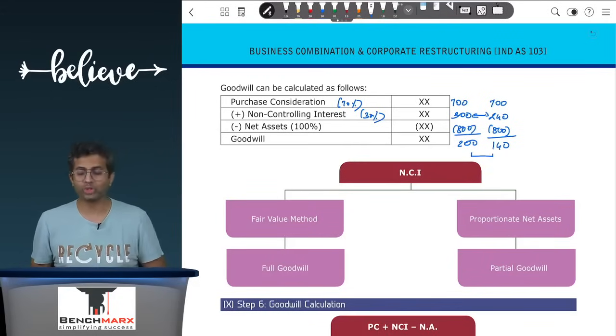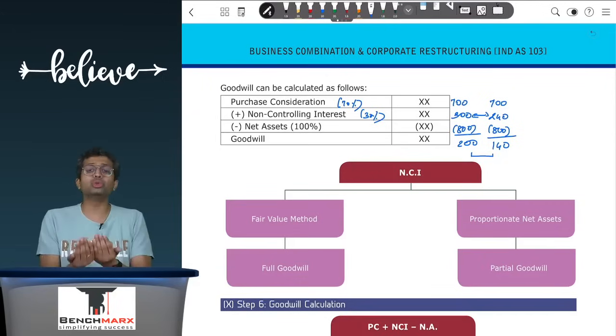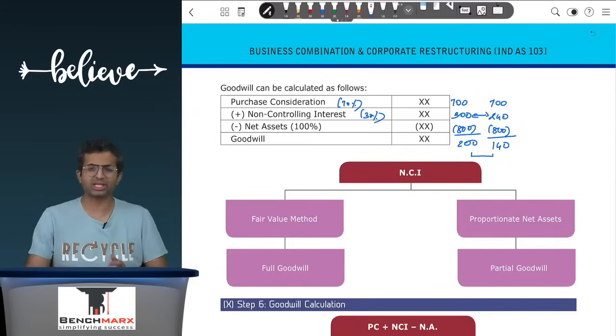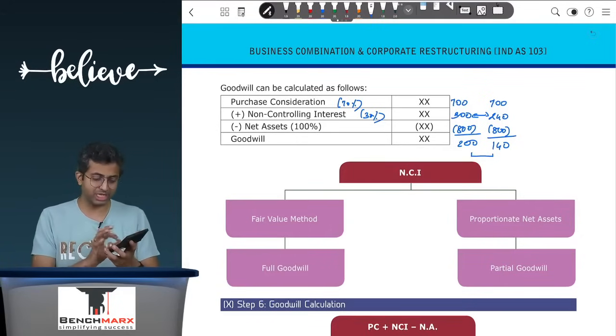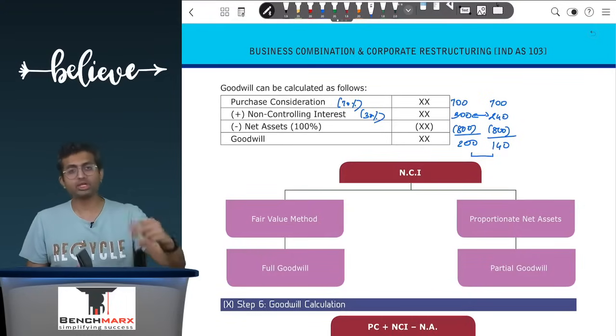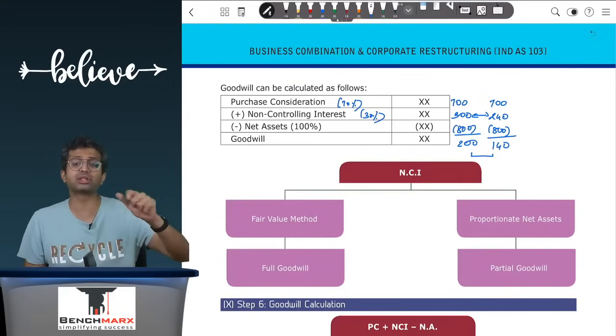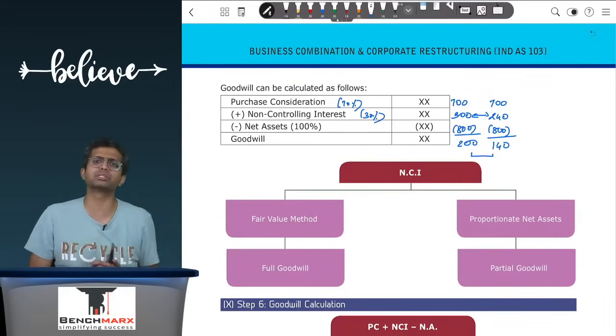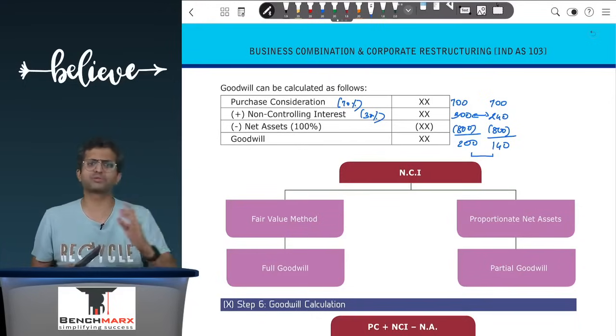So partial goodwill measures goodwill only to the extent of the stake that you have acquired. It is like saying hypothetically that for a 70% stake, you should have paid 800, which is the net assets, into 70%, that is, you should have paid 560. However, you paid 700 rupees, and hence the difference of 140 is the goodwill for the 70% stake you acquired, partial goodwill, to the extent of the stake you have acquired.